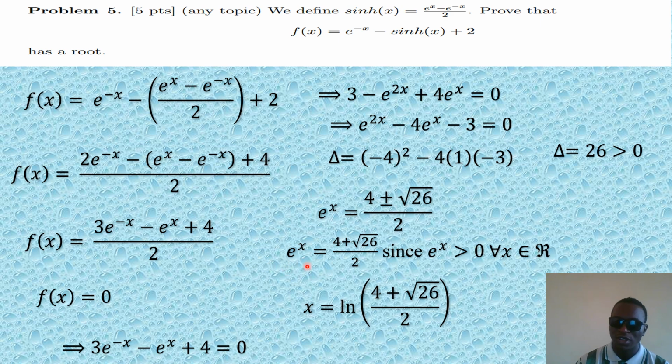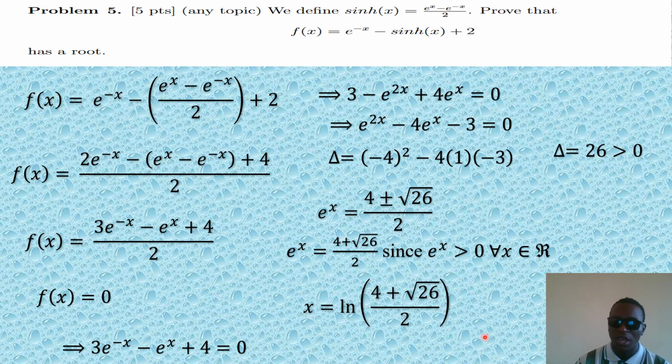You take ln on both sides now, you have x will be equal to the natural log of 4 plus the square root of the discriminant, divided by 2. So that's the value of x that will make f of x to be 0.